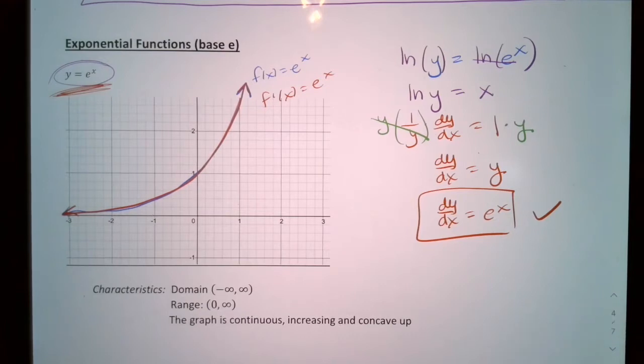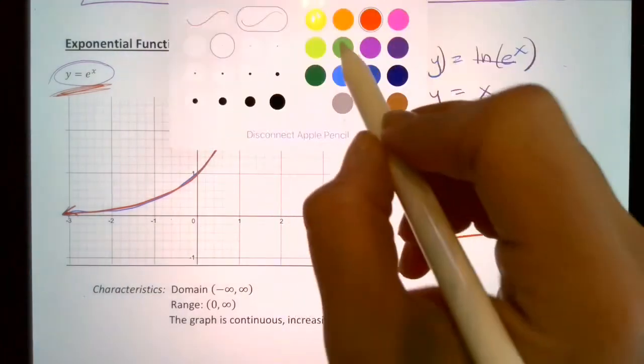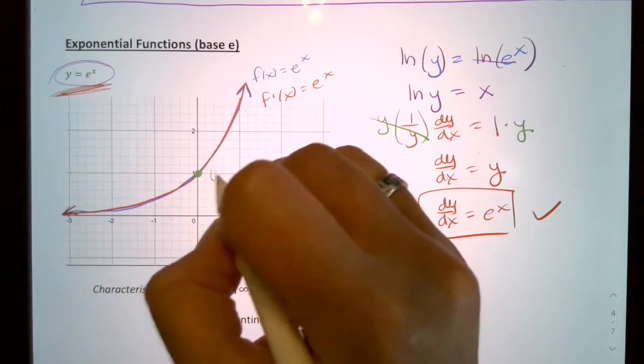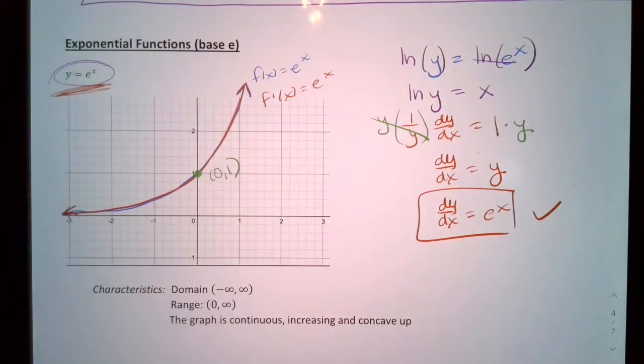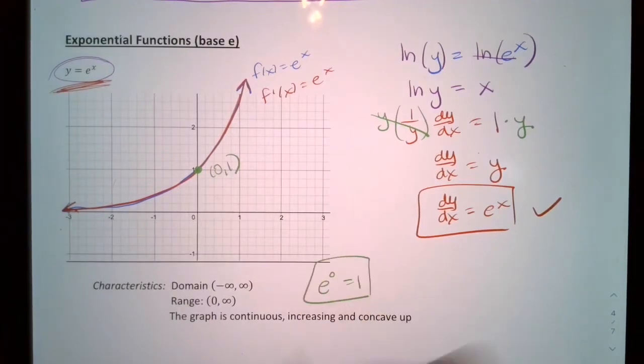Okay, one thing to mention here, just on top of all of our characteristics: it is continuous, this graph is increasing, it's concave up. Just a nice ordered pair to note on the graph, I might as well put it on here. We did this for the natural log function: the exponential graph base e goes through (0, 1). I'm going to write that as a property just because it's nice to know. Just remember that e to the 0 is 1. You know that from basic algebra. A number to the power of 0 is 1. So it's just something nice to throw into the characteristics.